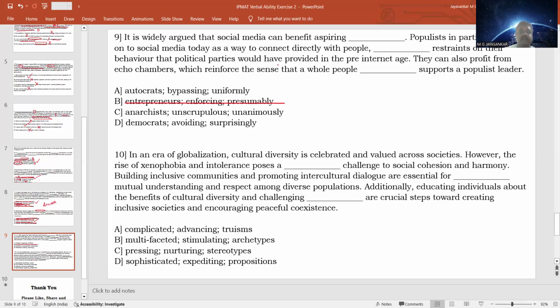Then populists in particular latch onto social media as a way to connect directly with people, dash restraints on their behavior that political parties would have provided in the pre-internet age. So in the pre-internet age, what would have happened?